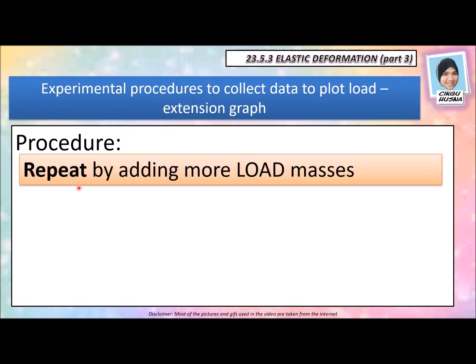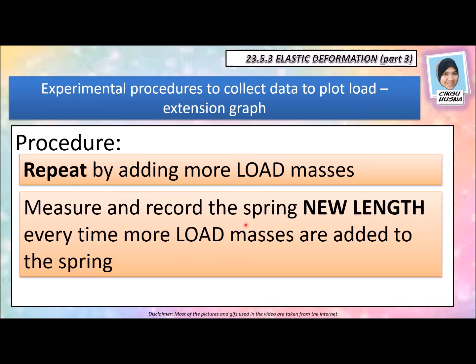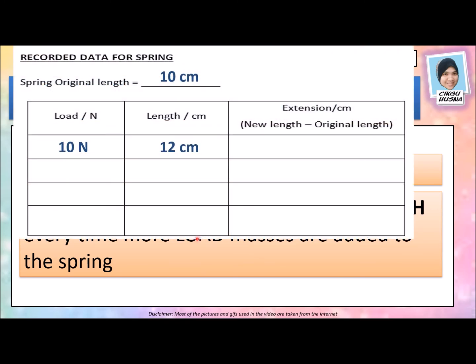After that, you will repeat by adding more load masses. Measure and record the spring new length every time more load masses are added to the spring. So when you add another load, for example 20 Newton, you have to record the new length. And you will keep on recording until you finish all the loads.